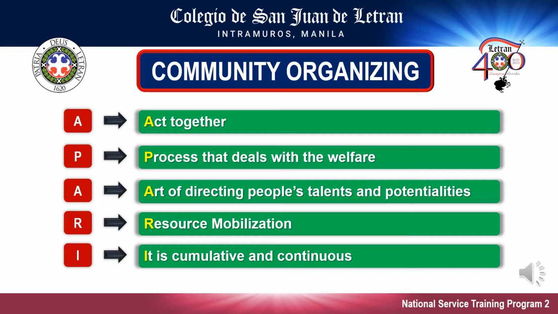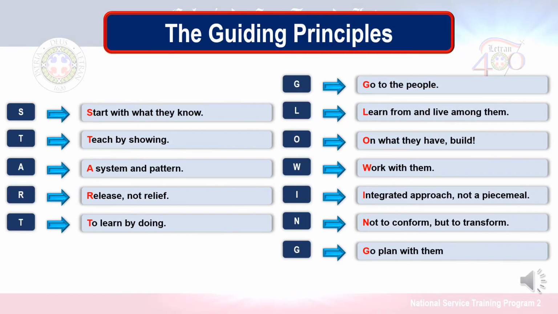It is cumulative and continuous. It is both cumulative and ongoing. It is not a one-time tremendous event, but rather one that develops over time until certain issues are handled and phased out. Moreover, in community organizing, like other concepts, it is guided by a set of principles. Just remember the acronym START GLOWING.